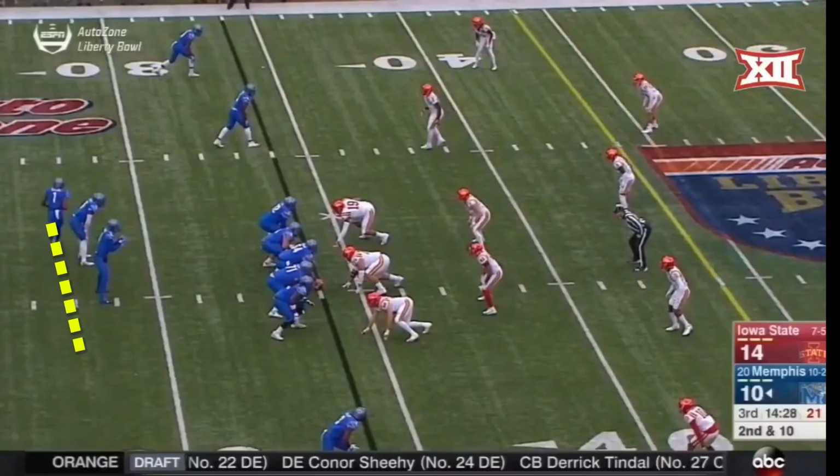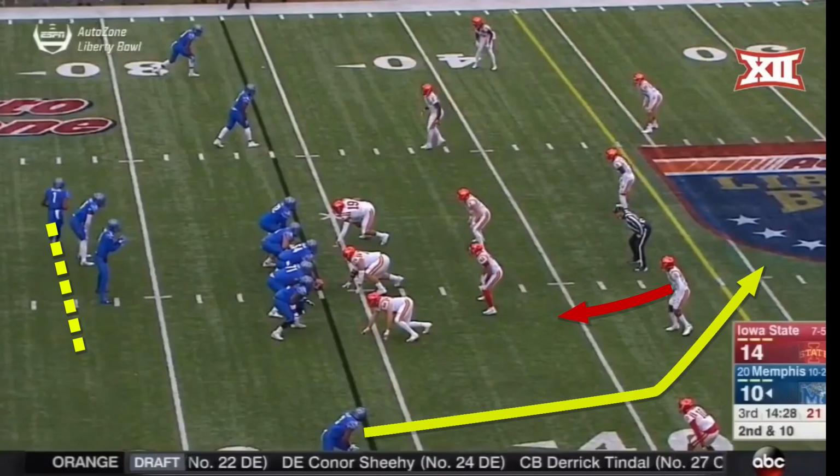Again, they can use this action to draw up the defense, which allows them to run play actions and RPOs downfield. In this clip, the quarterback sees the safety come up, so he hits the post behind him.